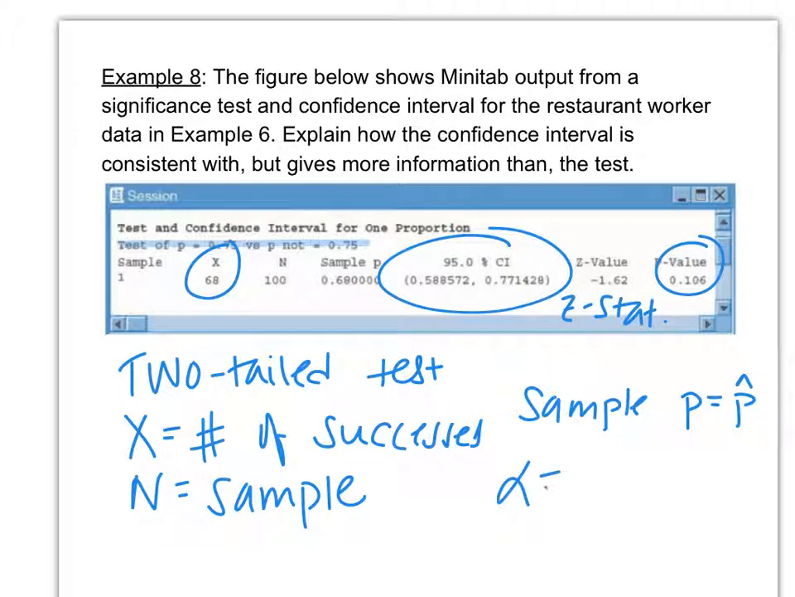The only thing that we don't have here is our alpha, or our significance level, which is going to be 0.05. Because we're looking at the 95% confidence interval, that means there's 5% left for the outside, which is our significance level.